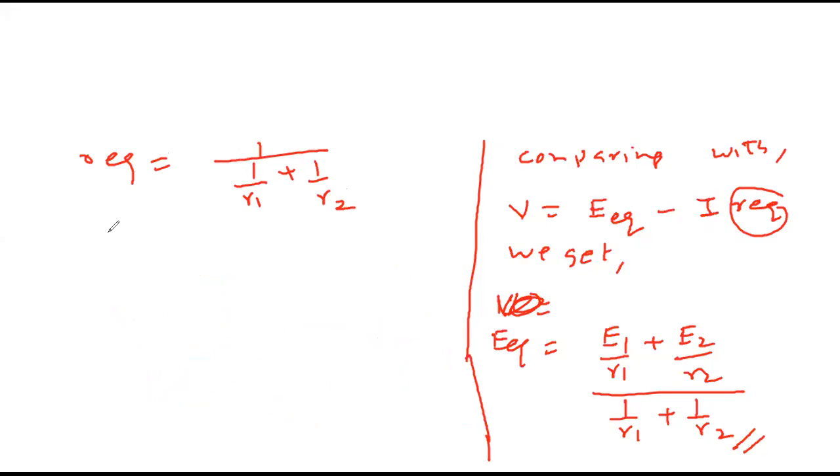If I cross multiply, then 1 upon R1 plus 1 upon R2 is 1 upon R equivalent, I'm getting. Is that the answer for parallel combinations? Yes, sir. Resistance in parallel, 1 upon R equivalent is 1 upon R1 plus 1 upon R2, but EMF is E1 upon R1 plus E2 upon R2, divided by 1 upon R1 plus 1 upon R2. Copy till this.